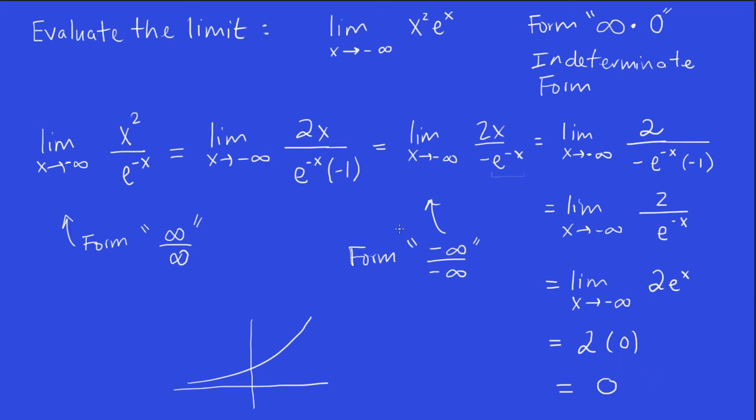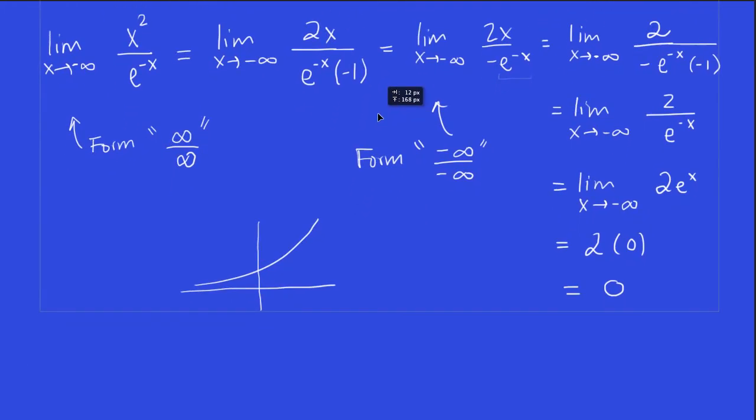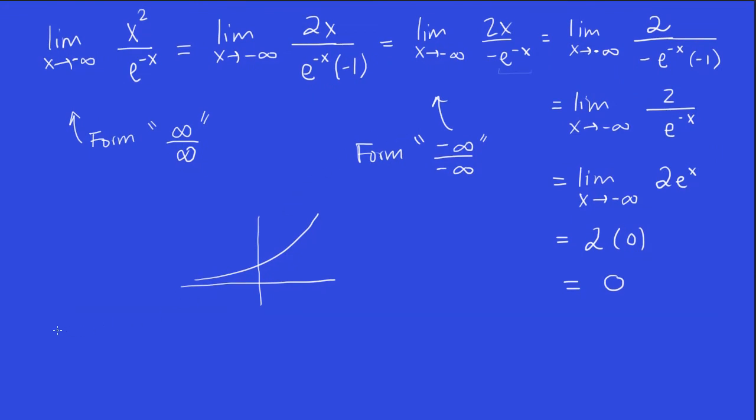I hope that makes sense. We had to apply L'Hopital's rule twice there. And notice, to make any progress here, we had to move this e to the minus x to the bottom, okay? I just want to say something. Let's say we would have moved the x squared to the bottom instead. Would that have worked or not? This is just a separate little discussion here.